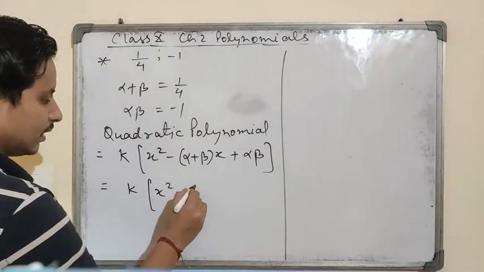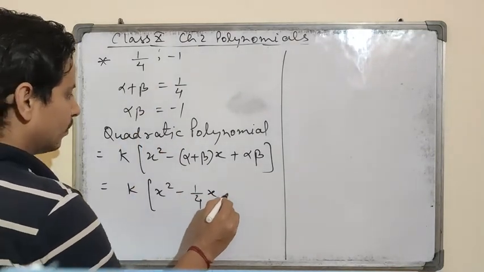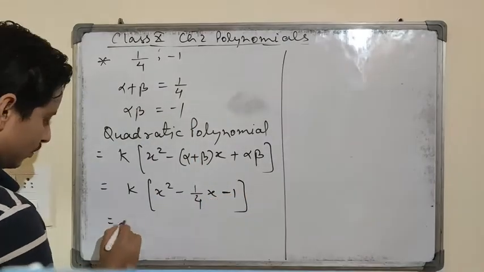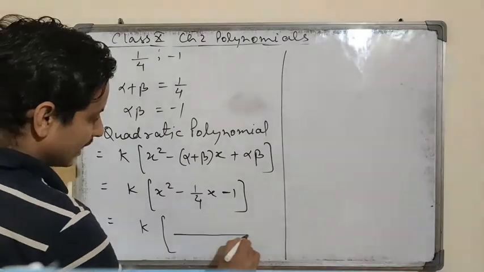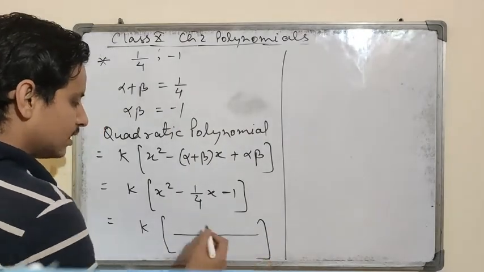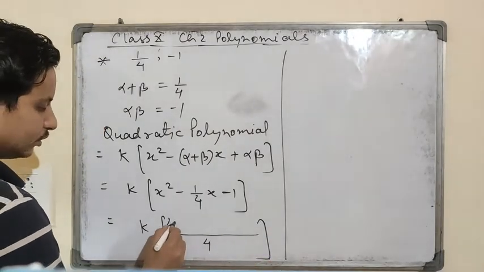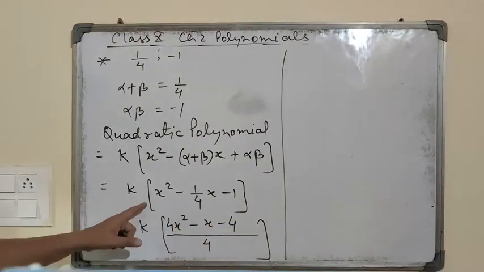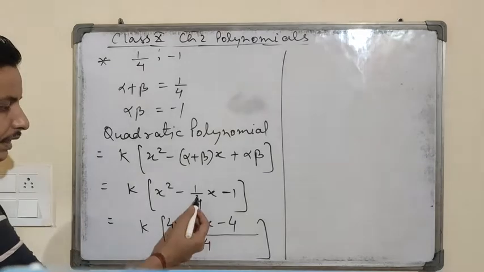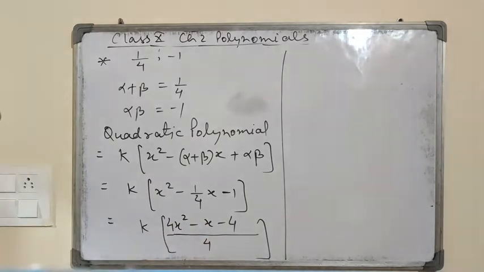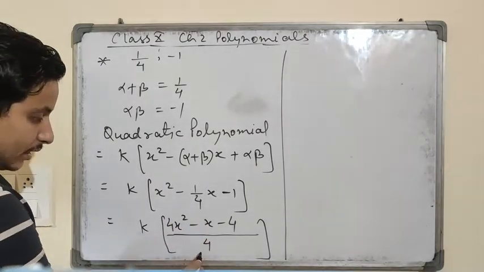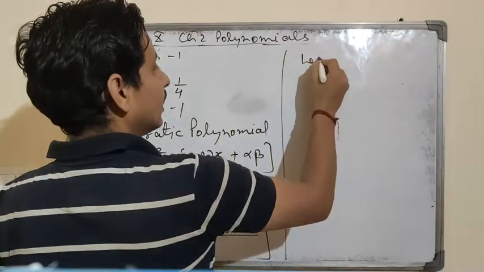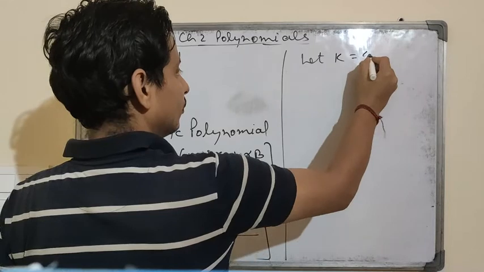अल्फा प्लस बीटा हमें क्या गिवन है 1/4 प्लस अल्फा बीटा, अल्फा बीटा कितना -1। So x 4 is LCM, 4 is LCM। Now we have 4x² minus x minus 4. This is 4x² minus x minus 4. Let here in the denominator we have 4, so we take k equal to 4.